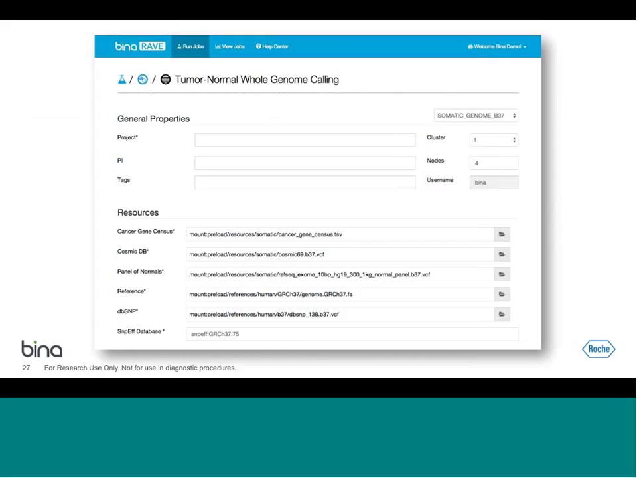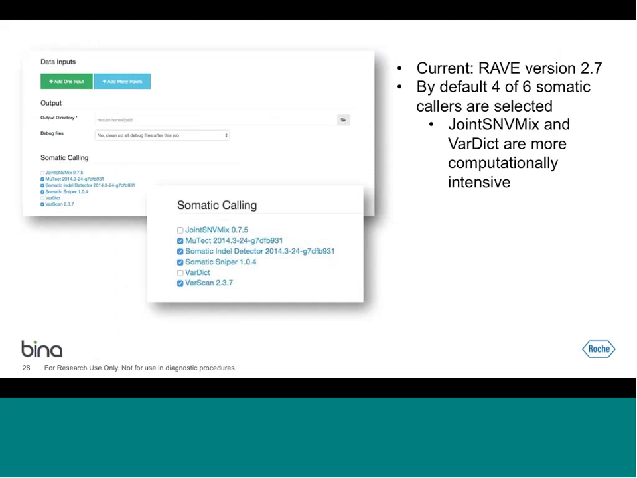That interface is quite similar across the different workflows and relatively easy to understand. Specify some metadata. The list of resources are provided, or select some of your own reference files. And then further down the screen in the tumor normal calling workflow, you'll see the options for somatic calling. But just before that, let me go to the DNA inputs. You'll specify your DNA inputs, and here's where you'll specify the BAM file for each of your tumor and normal.